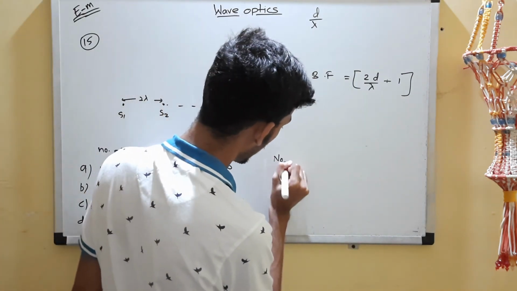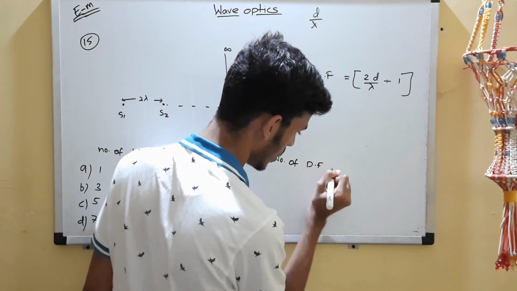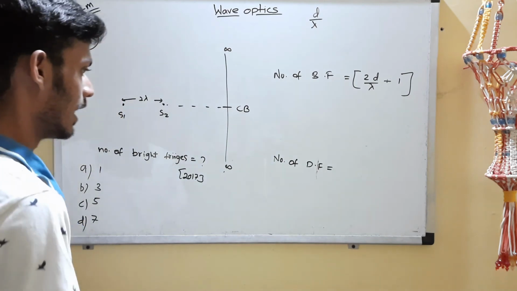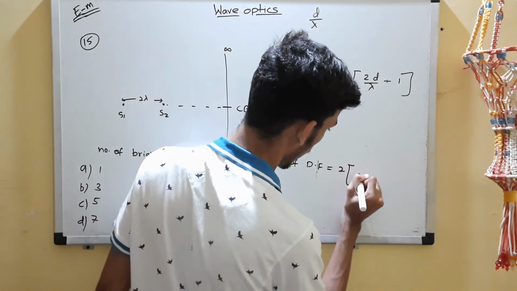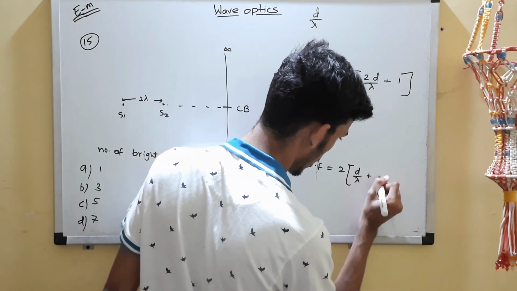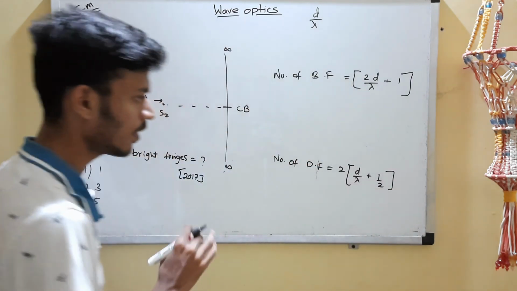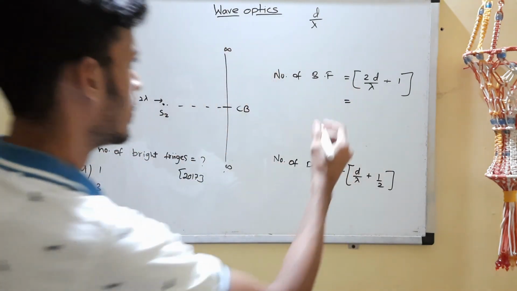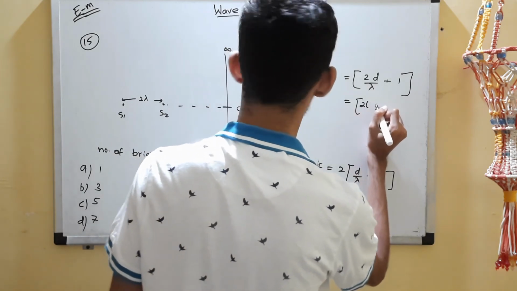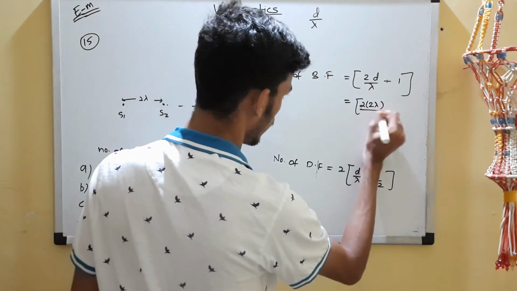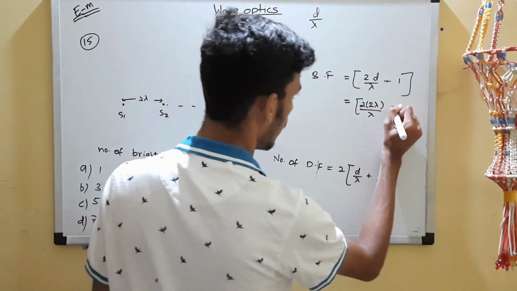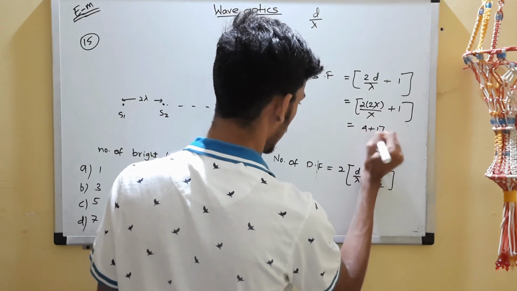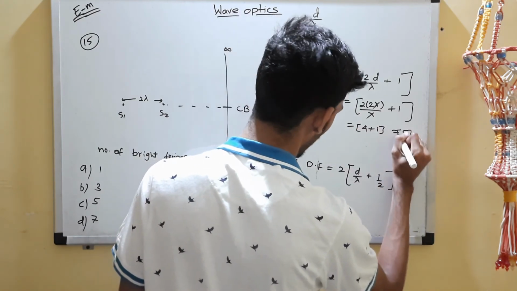Some of you might be curious what the number of dark fringes is. That will be 2 times the integer value of d by lambda plus half. Anyway, we are not asked for this, we are asked for the bright fringes, so we'll do that. We have to take the integer value of 2 times d by lambda plus 1, where d is 2 lambda. So 2 times 2 lambda upon lambda plus 1. Lambda and lambda get cancelled. 2 twos are 4, plus 1 is 5, and the integer value of 5 is 5.